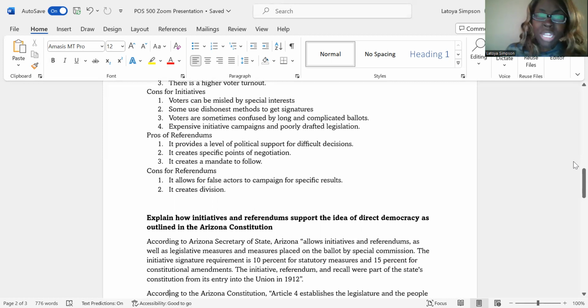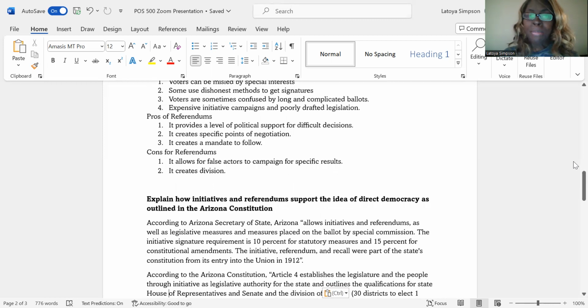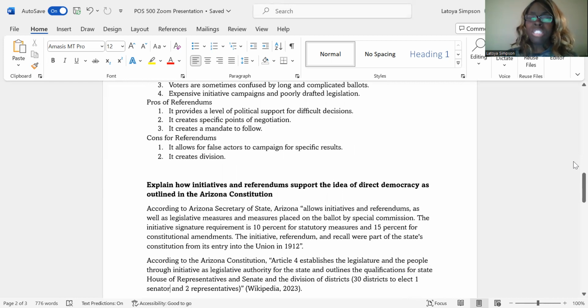Now, according to the Arizona Constitution, Article 4 establishes the legislature and the people through initiative as legislative authority for the state and outlines the qualifications for the state House of Representatives and Senate and the division of districts: 30 districts to elect one senator and two representatives. That source is from Wikipedia, 2023.